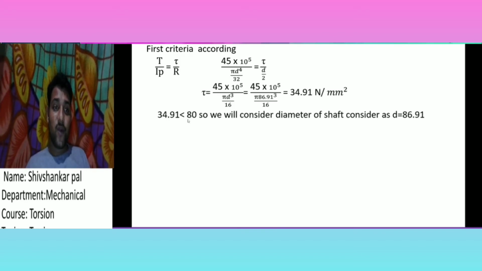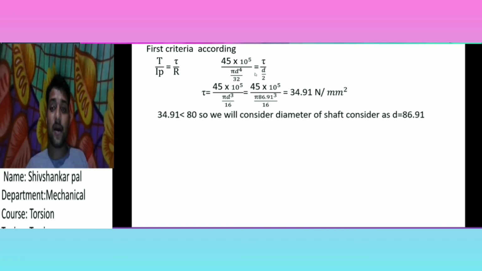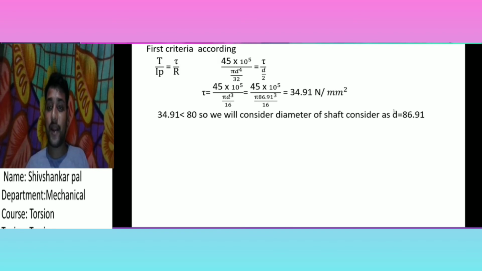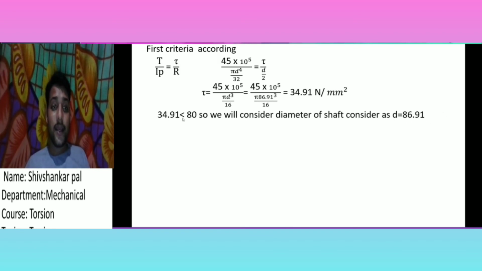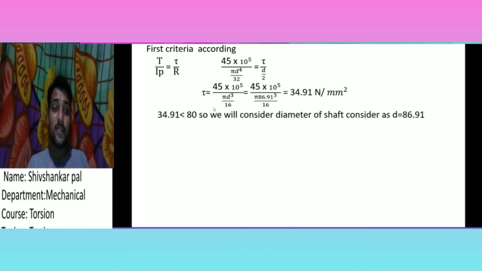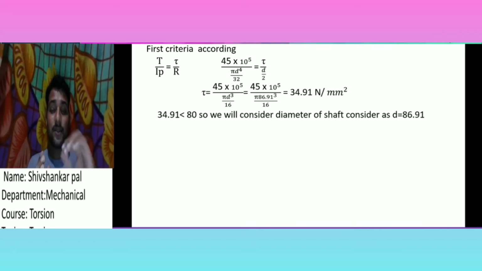This 34.91 value is less than 80 Newton per mm square. So you will consider the diameter of the shaft as 86.91. It means when I take a shaft diameter of 86.91, then I find out the induced stress of the shaft, and that induced stress is not greater than the given maximum stress. So this shaft works safely.